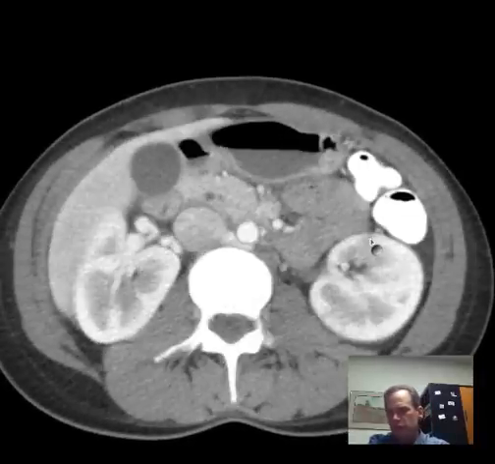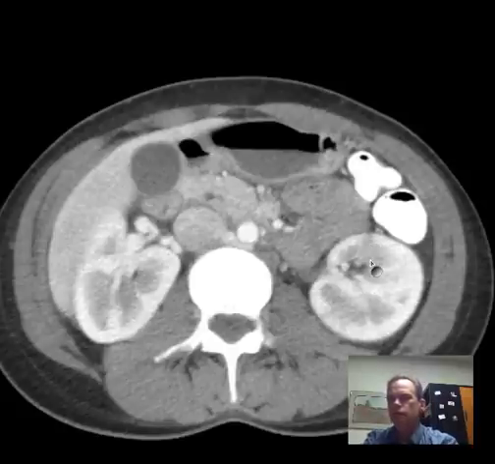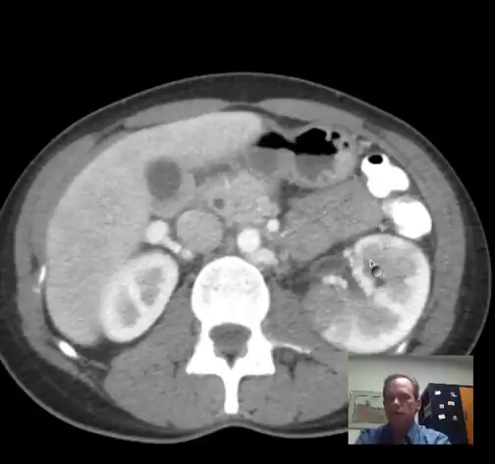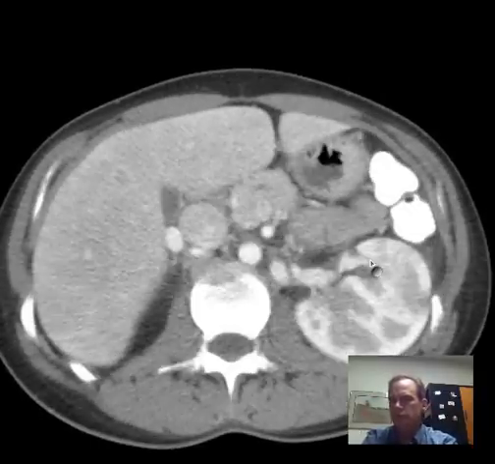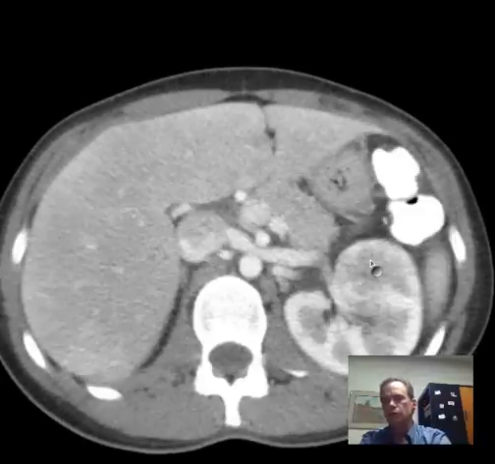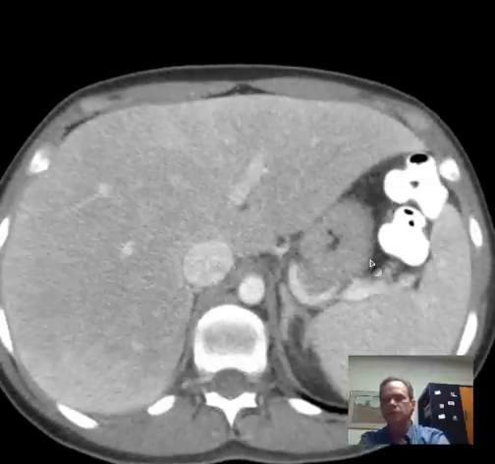Ah, there's one. That's a little thing right there. Now that doesn't look very impressive, but let me tell you, if you see that, you can be pretty darn sure, given the right clinical situation, that the patient has what this patient has. And what this is, is pyelonephritis.